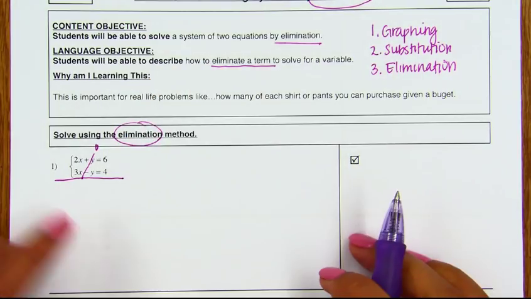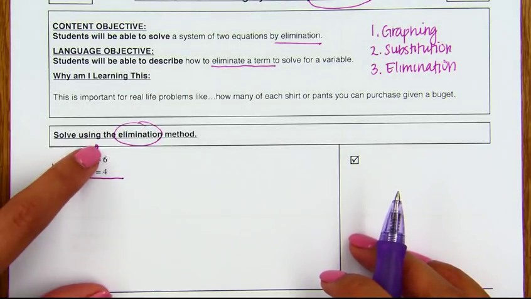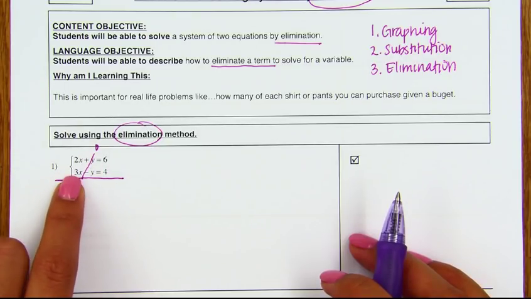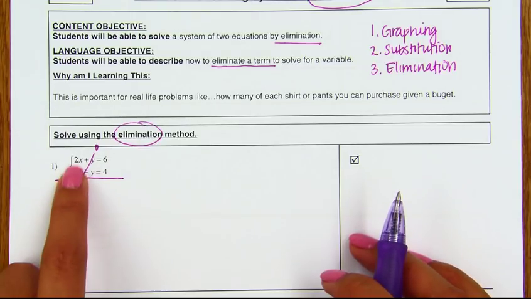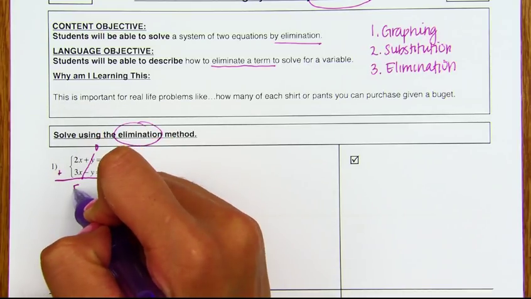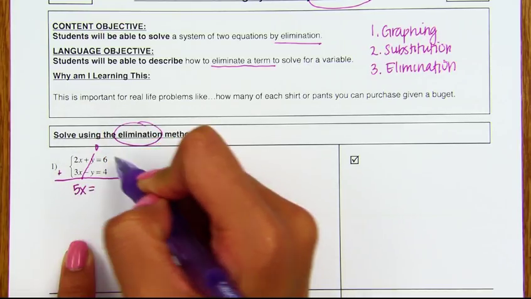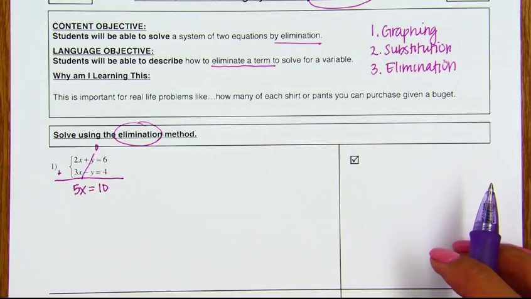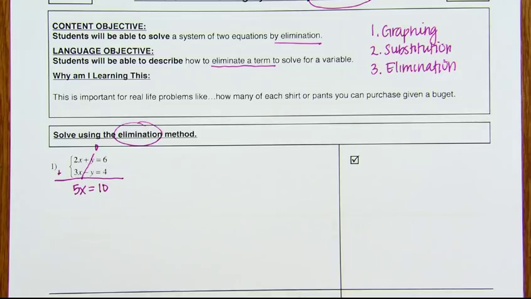So now I'm going to continue to add. By, first of all, recognizing that I've eliminated my y's, now all I have to worry about is x's, which allows me to solve for x. So here we have 2x and 3x. If I add those together, I will have a grand total of 5x equals 6 plus 4, which is 10. So now it's just a matter of solving for x, which is a lot easier than trying to solve for two at the same time.